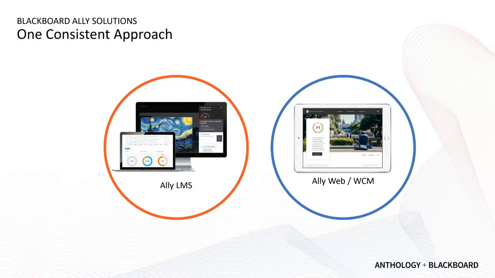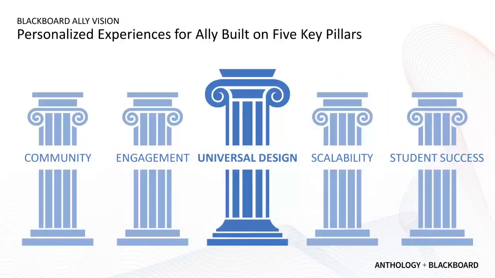We're going to start with a little bit about the vision behind Ally. When we think about the vision behind Ally, it's really rooted in five foundational pillars. These are the pillars that ground our product strategy. Think of these as our guiding principles. They're the things that inform what we build and likely what we're not going to build.